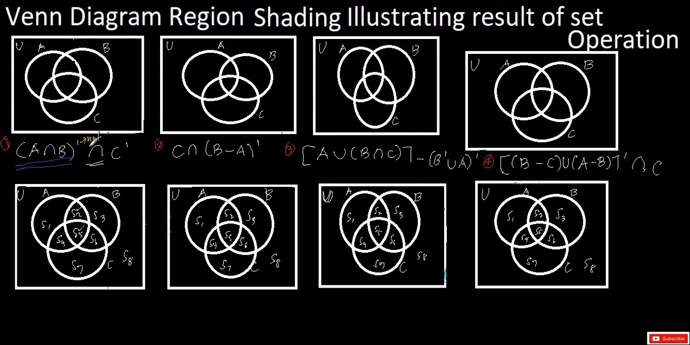Okay, so we are going to shade therefore the regions which are not S sub 2 and S sub 5, because this S sub 2 and S sub 5 belong to the intersection of set A and set B. So therefore we will shade S sub 3 in blue, S sub 6 in blue, what else? S sub 4, S sub 1, S sub 7, and S sub 8 in blue color.